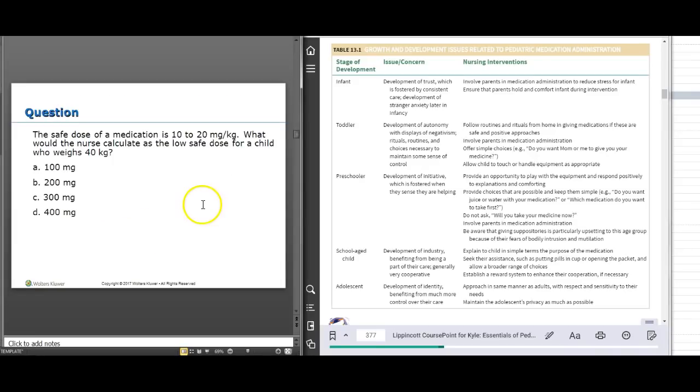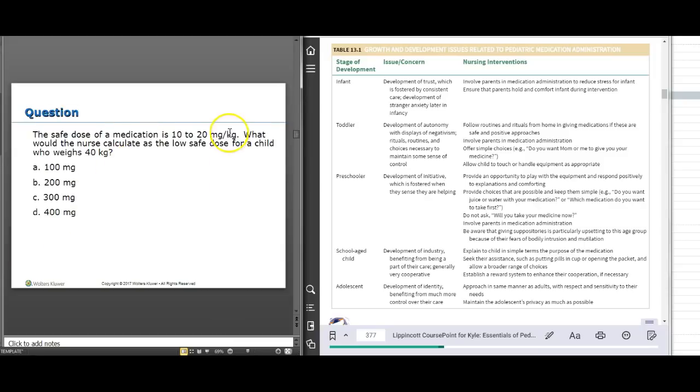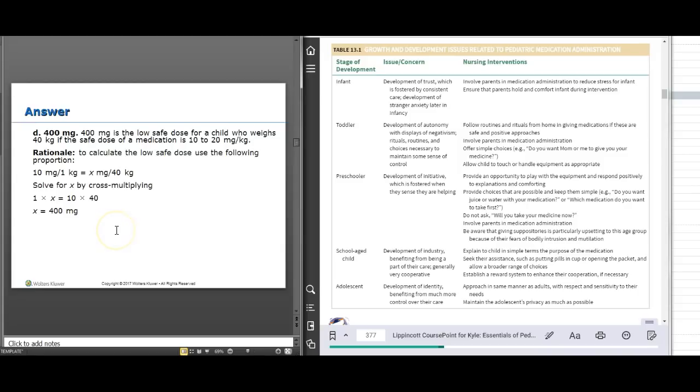Alrighty. Another question. Oh, we got a math question. Perfect. The safe dose of medication is 10 to 20 milligrams per kilo. What would the nurse calculate as the low safe dose for a child who weighs 40 kilos? So you take your 40, you multiply by 10, and you get 400. That's your low safe dose. Okay, your range, going back, 40 times 20, 800. So your range is going to be 400 to 800 per dose.